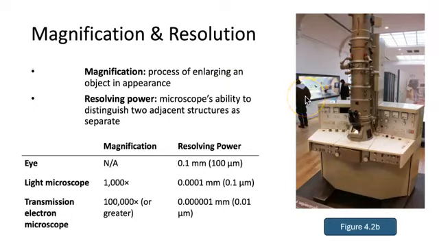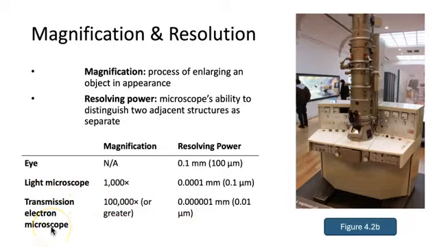So I mentioned how magnification and resolution are big key terms when it comes to microscopy. So to reiterate, magnification is that process of enlarging an object in appearance, whereas resolution has to do with the resolving power, so our microscope's ability to distinguish two adjacent structures as separate. Remember how we were talking about those two objects looking like one if we do not have good resolution. And you could see some examples in this table down here where we can see the magnification and the resolving power with the different types of microscopes that we have.